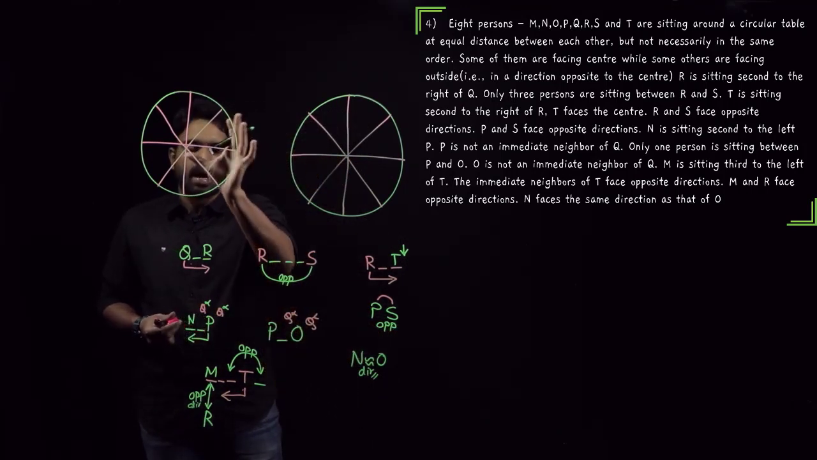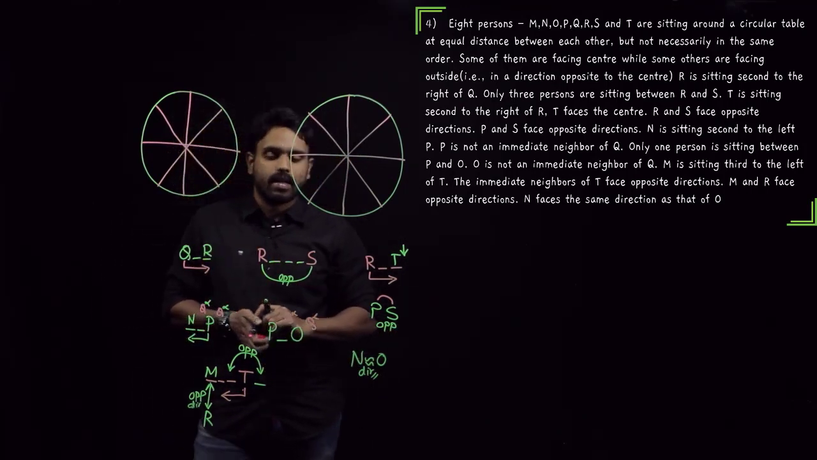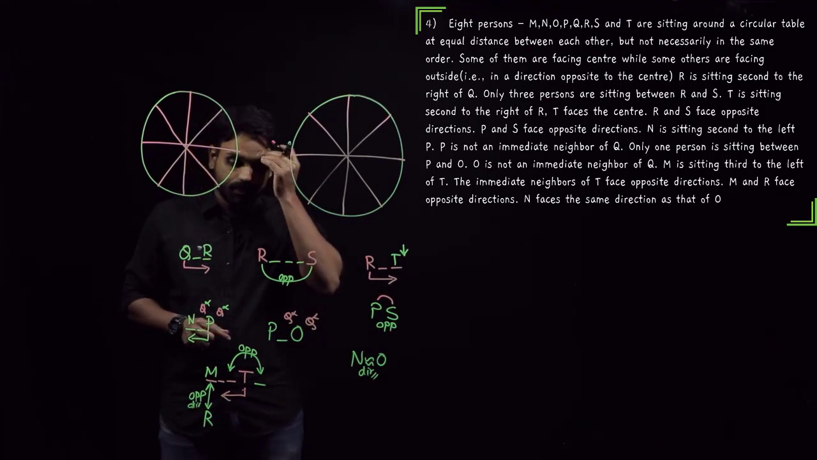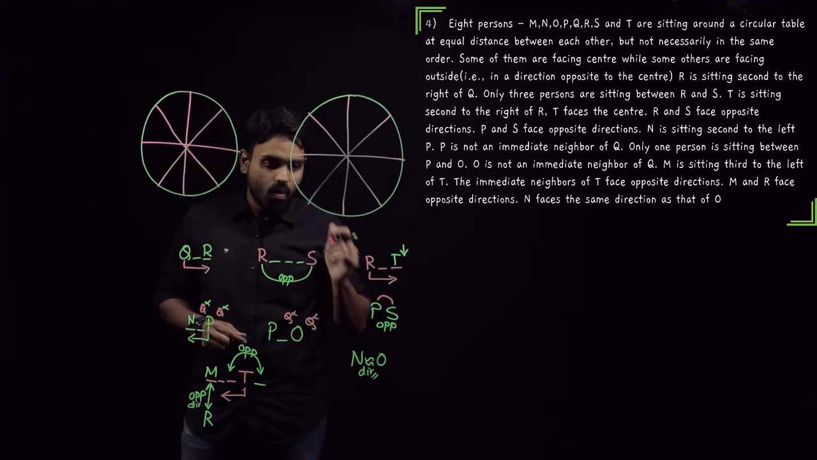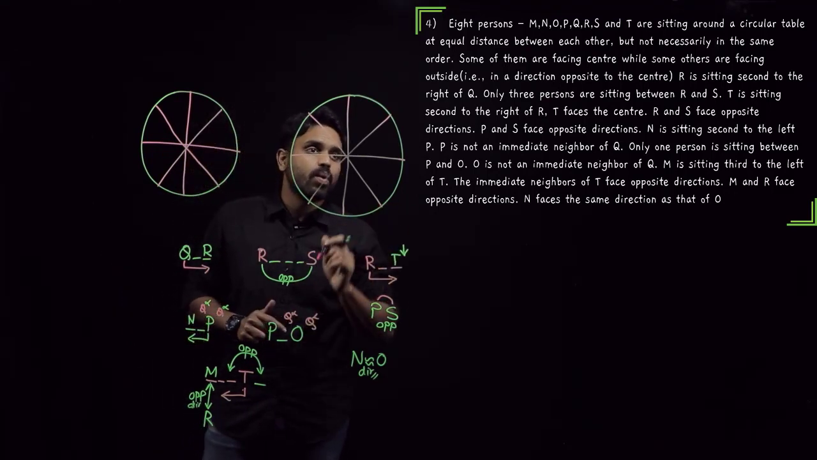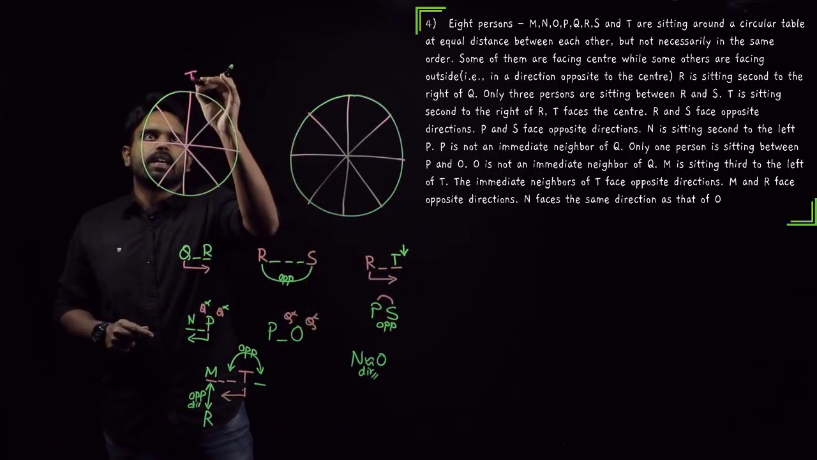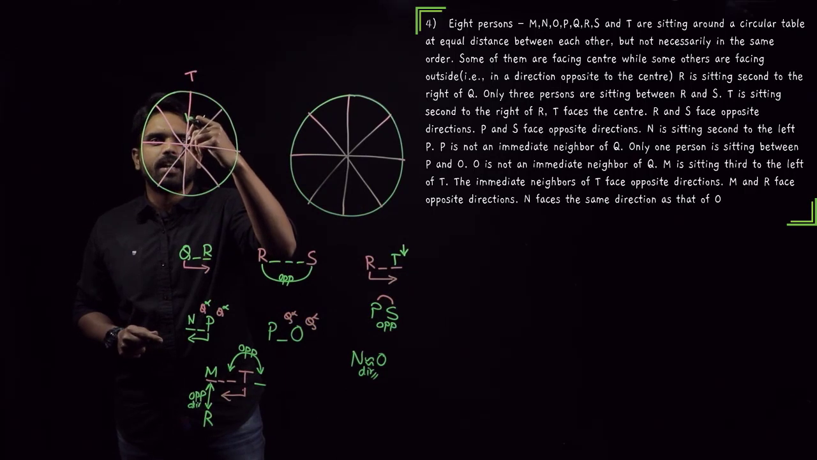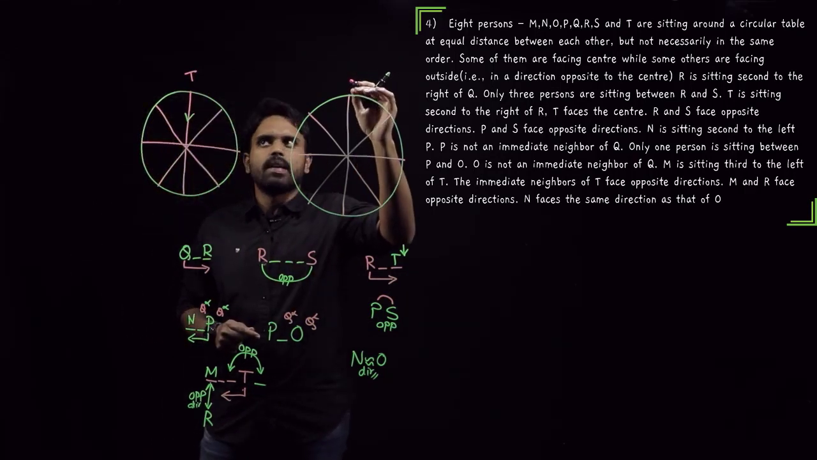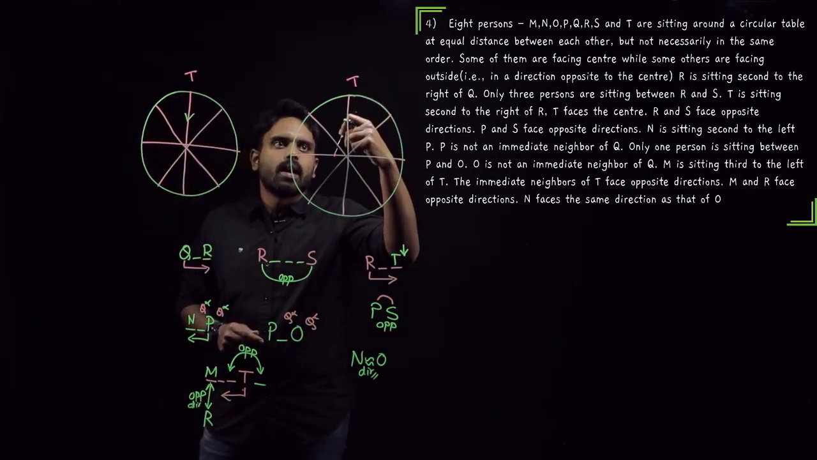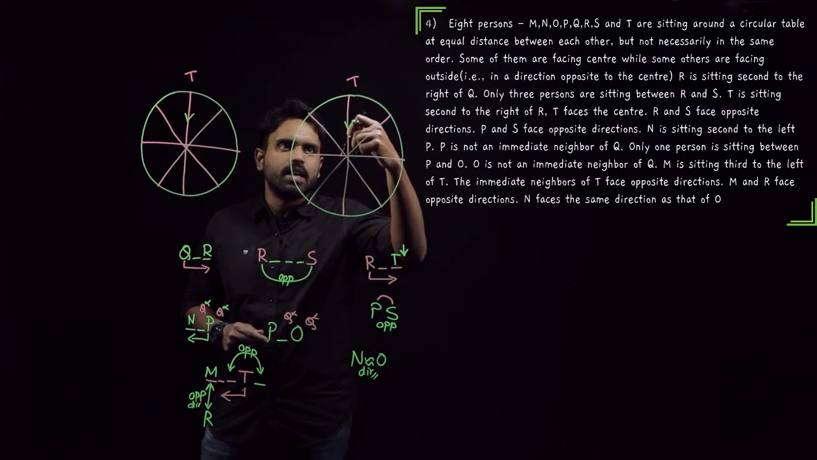Now, what we have to do? We have to merge and apply them here and get to our answer. So, let's start with, where do we start with? We know one person T who is facing towards center. So, let's start with T. My T, if it is here, and he is facing center. Yes, T can be here. I'm keeping the T here and he is facing center.